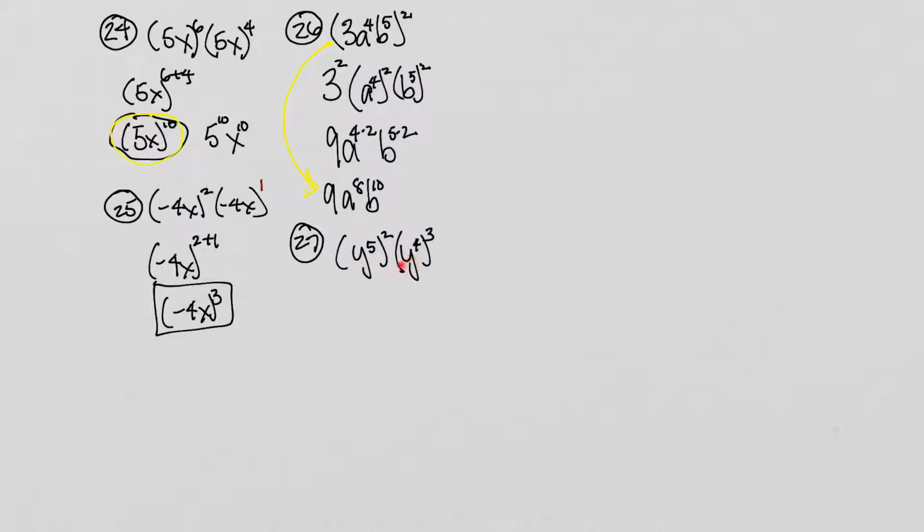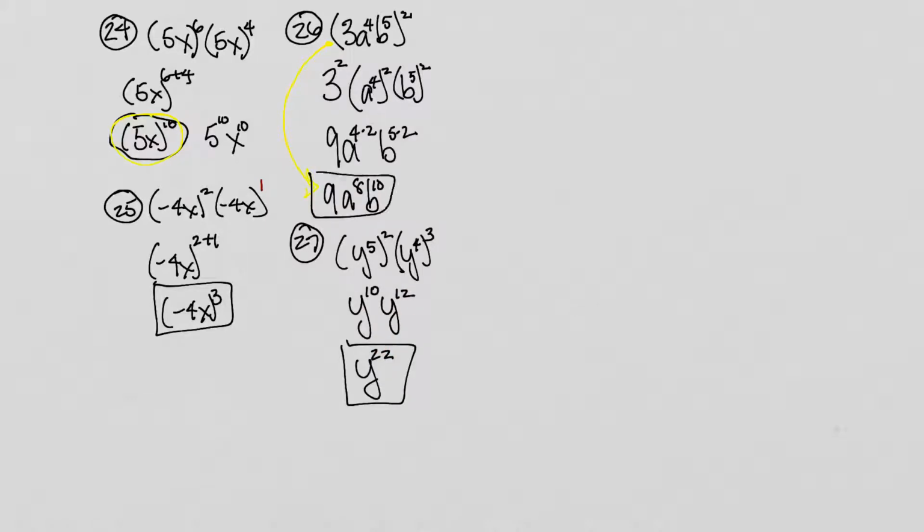Now, let's simplify this. I'll simplify each one separately. So we're raising powers to power, so I'm going to multiply those exponents. So this will give us y to the 10, y to the 12th, right? I just went ahead and multiplied. And now I've got two powers with the same base. So then I'm going to add those exponents, right? We're going to get y to the 22nd. So first up, we multiplied, getting the 10 and the 12, and then two powers of the same base we added, getting the 22.